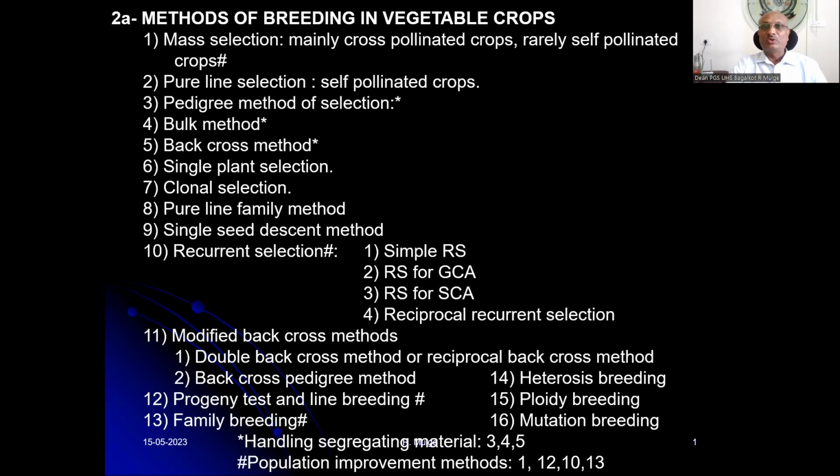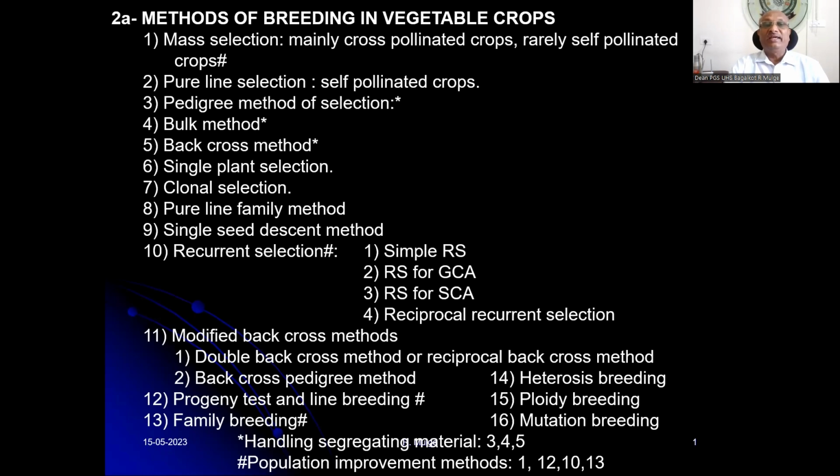Mass selection, if you look at it, is mainly followed in cross-pollinated crops and rarely in self-pollinated ones. Some exceptions are there, but maybe due to ignorance or some immediate use of that method. By and large, choosing the right method for a cross or self-pollinated crop is very important. Otherwise, you are wasting resources. You will not be a very efficient plant breeder, I tell you.